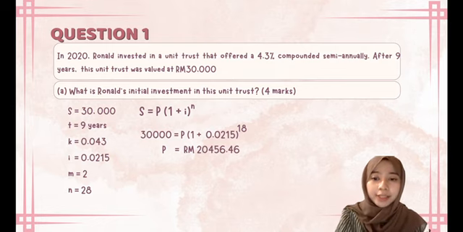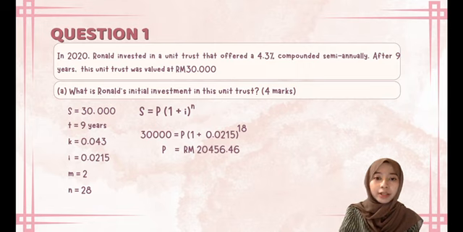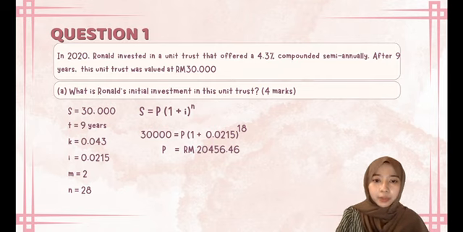For M, we can see our M is 2 since the question mentioned compounded semi-annually. So it will be 2 times in a year. And the last one is N. We can get N by multiplying M with T. So it will be 2 multiplied by 9. So it will give the result 18.